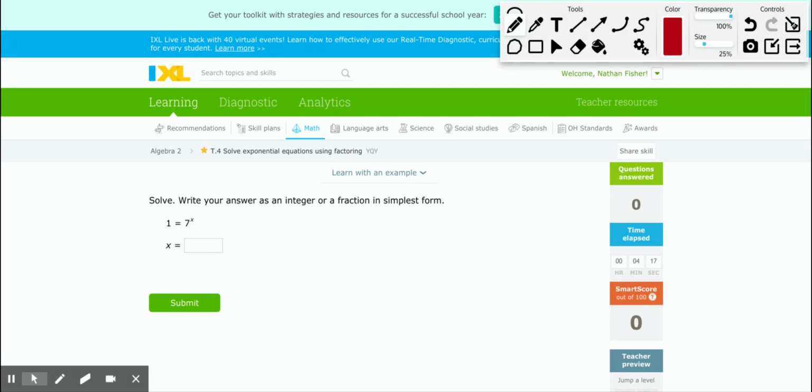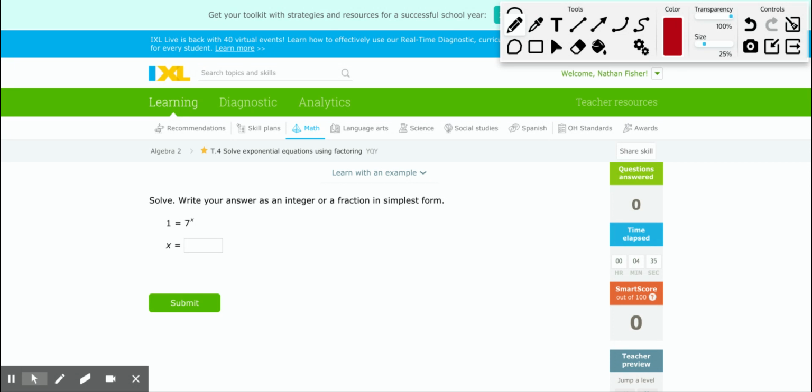Solving exponential equations being the goal, that means we're going to get a value at the end, x equals something, y equals something, whatever the variable is. Exponential means that variable is going to be in the exponent, and equation means we're going to have that nice equal sign in the middle.